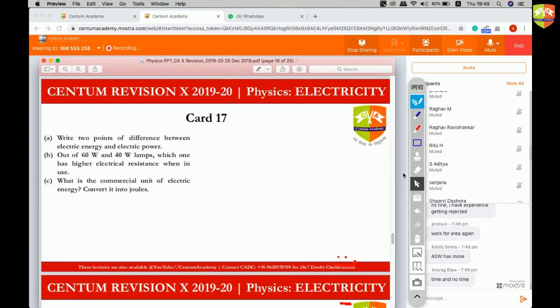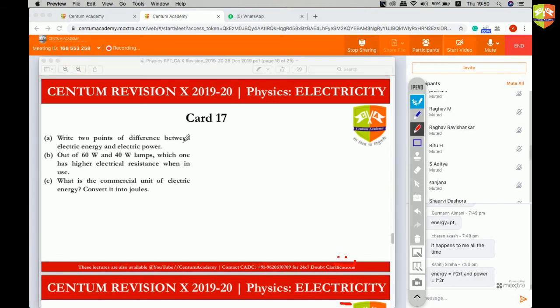Also, when you are mentioning the temperature, please mention significant variation in temperature. Please mention significant variation in temperature. Okay, chalo.